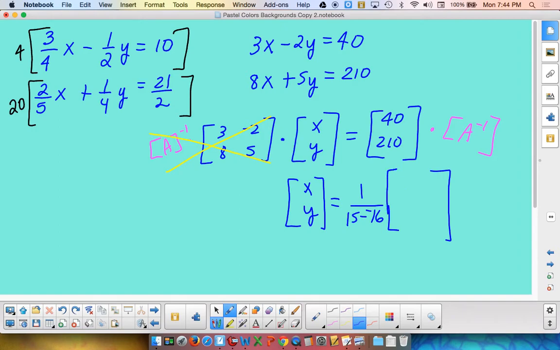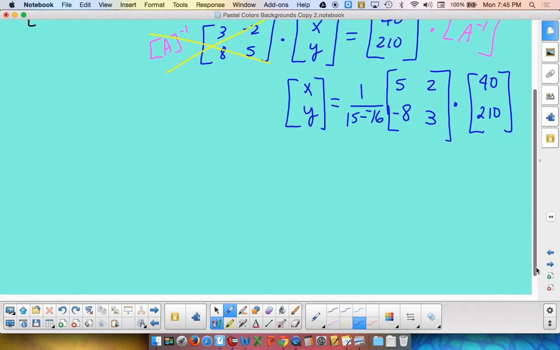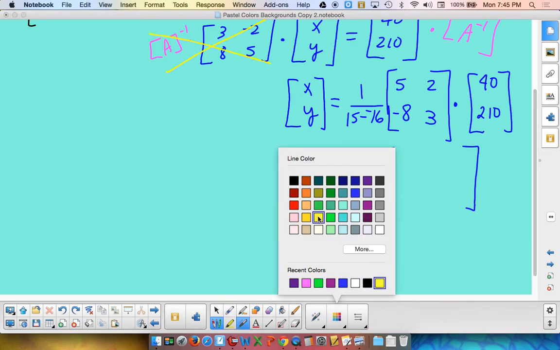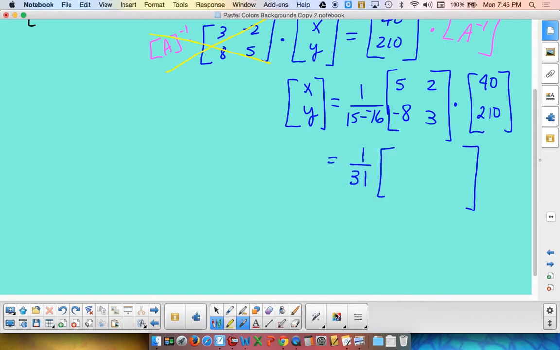Okay, now we're going to do our switcheroo on our numbers. The 5 and the 3 are switching positions. The 2 and the 8 are switching signs. And we're going to multiply it by the result matrix here of 40, 210. Last but not least then, that's going to leave me with 1/31 times, and I need to do some awesome matrix multiplication. So if I want to do some nifty matrix multiplication, I'm going to go across my row, down my column.